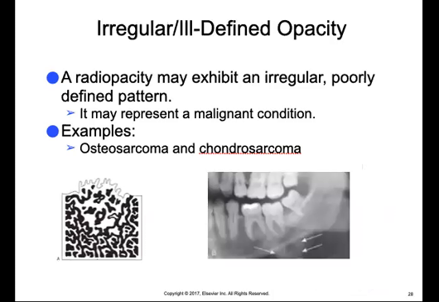An irregular or ill-defined opacity may exhibit an irregular or poorly defined pattern. Irregular radiopacities may represent a malignant condition. Examples of irregular ill-defined radiopaque lesions include osteosarcoma and chondrosarcoma. And this is sort of what that pattern would look like that we're looking for in an x-ray. It's kind of an irregular growth, which is never a good thing. We can see what that looks like on this panoramic x-ray here. It looks like a growth pattern that shouldn't be there on that patient's lower jaw.